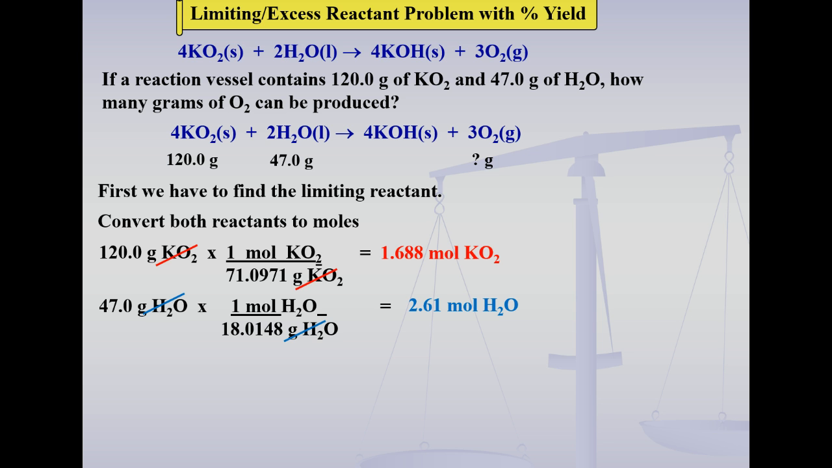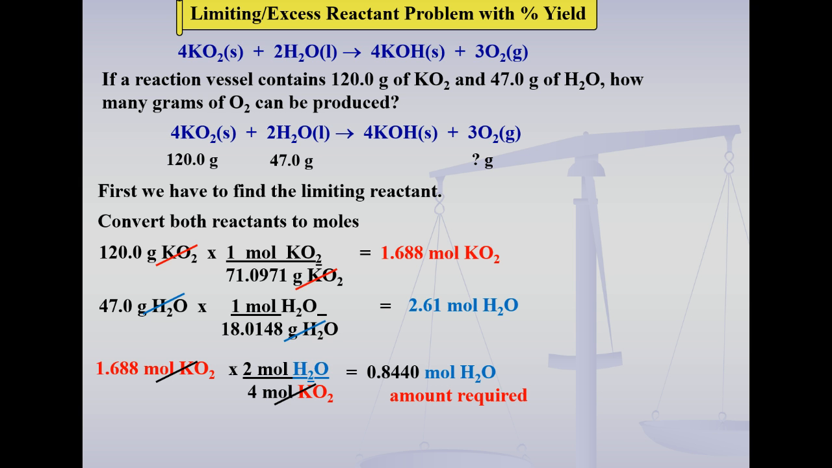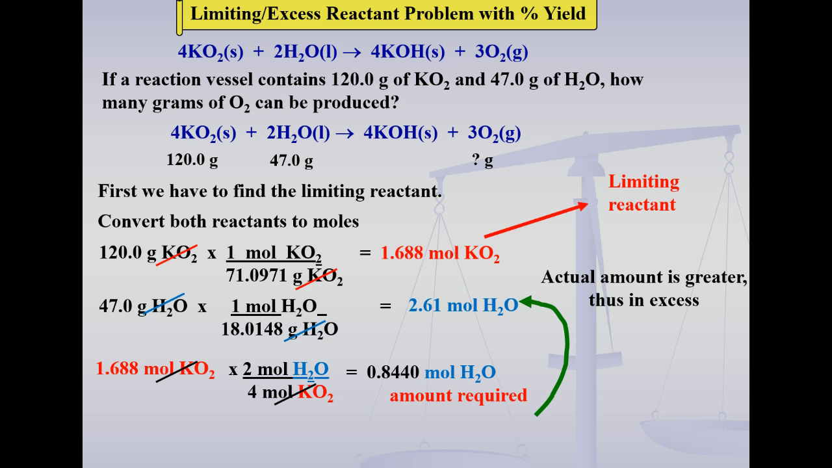And then you're going to take one of those reactants and convert it to the other reactant. So I'm going to start with 1.688 moles of potassium superoxide, and using the mole ratio, I'm going to convert that to the moles of water. Divide out the common unit, and that gives me 0.8440 moles of water. That's the amount of water that is required. Compare that to the actual amount, and we see that the actual amount is greater, thus water is in excess. That makes potassium superoxide the limiting reactant.